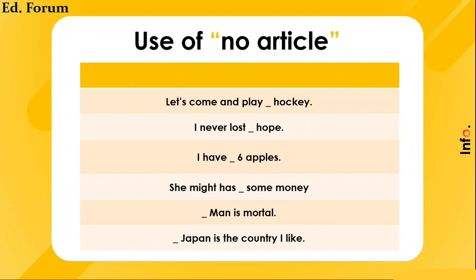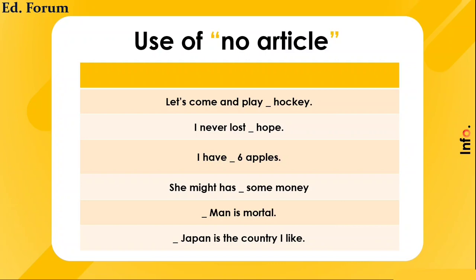Okay. Now, where do we have to use no articles? So whenever we are using no articles, it means there should be uncountable nouns, or there should be some country name, or some very general thing we are talking about. For example, let's come and play hockey. Hockey is something which cannot be measured or counted, so we don't have to use any article over here. Let's come and play hockey.